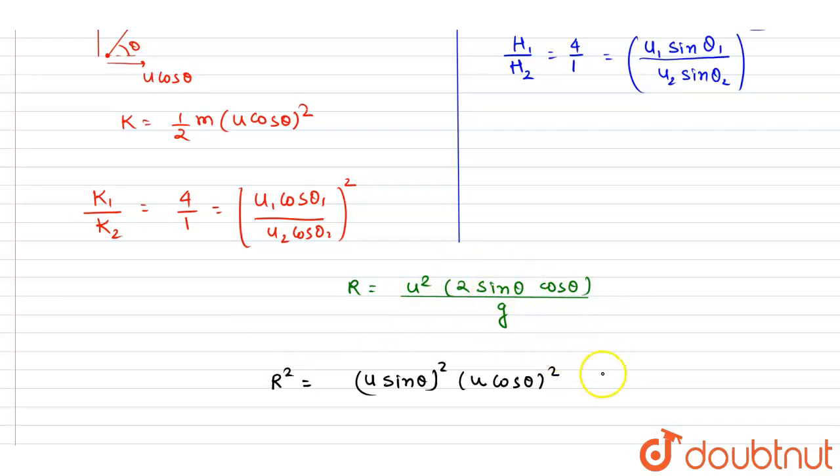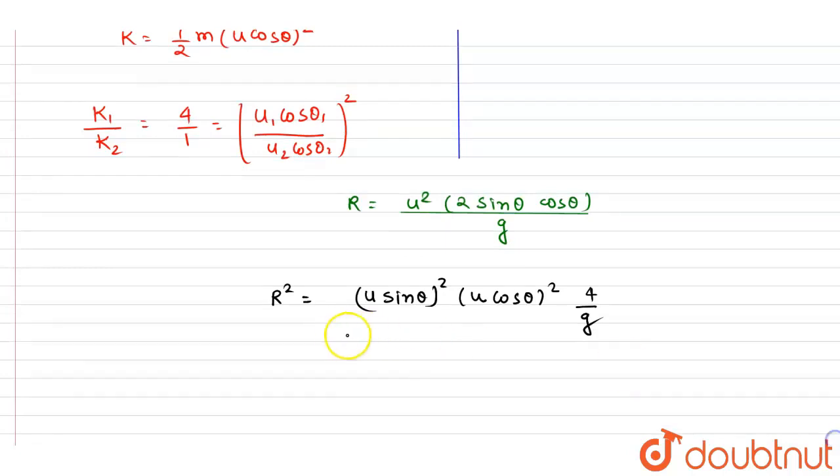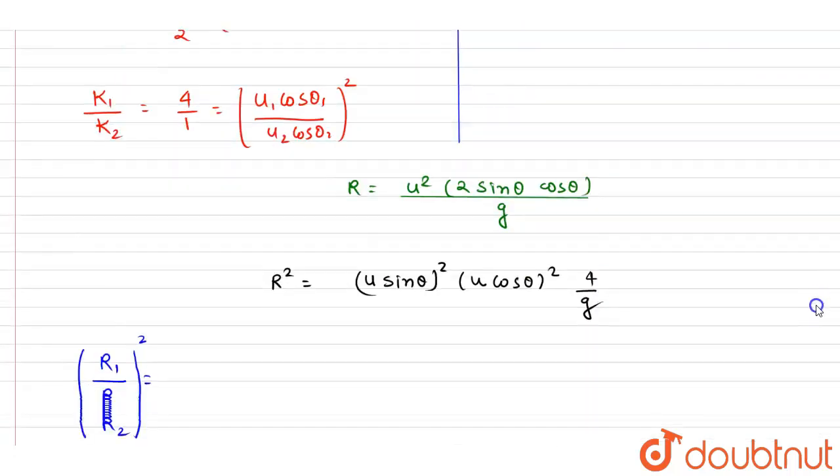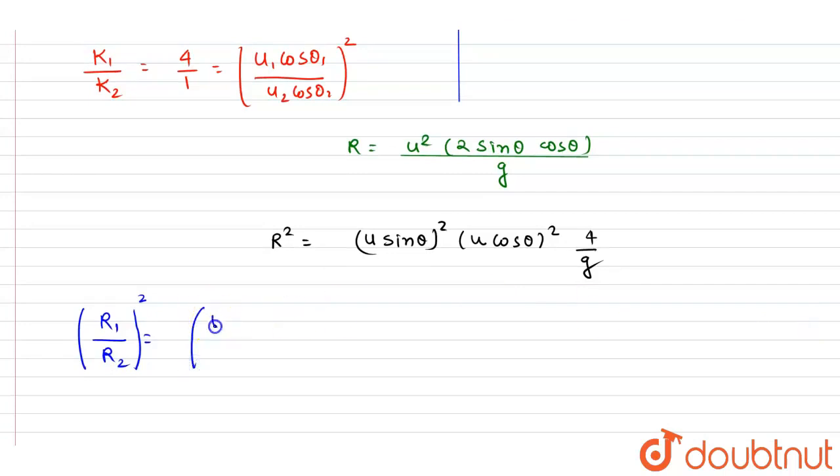The left quantity is what? 2 by g, so it will be this. So you can see very clearly that the range square is proportional to u square sine square theta and u square cos square theta. So now if I write down the range, it will be square of this. Let me write down first. So square of it will be directly proportional to this u square sine square theta, that is directly proportional to height also. So let me write down the situation first.